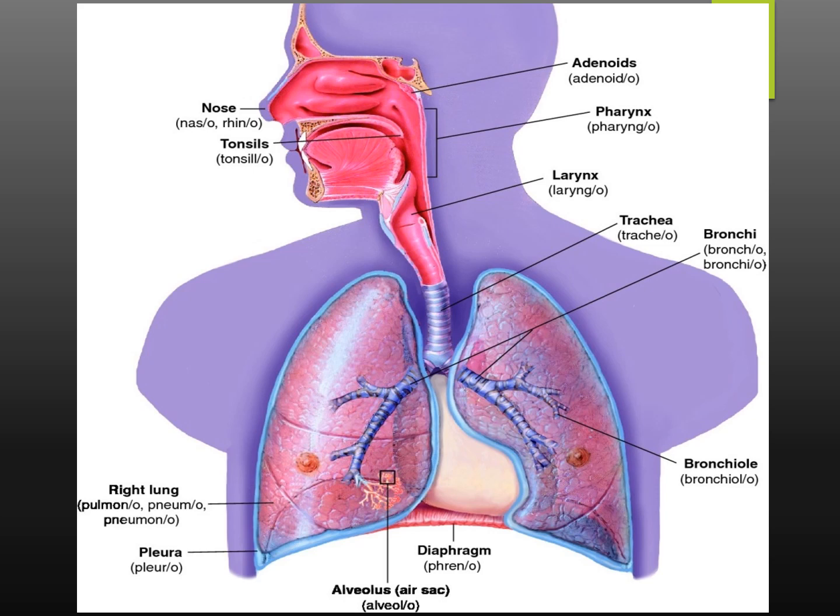The smallest of the bronchi would be your bronchiole, and the combining form is bronchiolo. And then you finally have your alveolus, which are the air sacs of the lungs. The combining form is alveolo. For the lung itself, it's pulmono, pneumo, which really means air, or pneumono. And then for the blue structure here that you see, that would be the lining of the lungs. That's pleura. One other organ that we see here is the diaphragm, and the combining form for that is phreno.